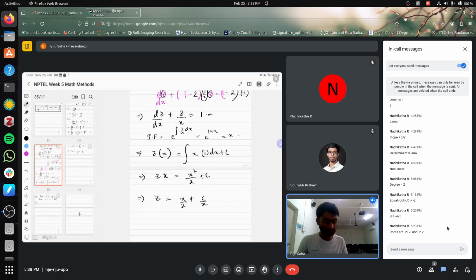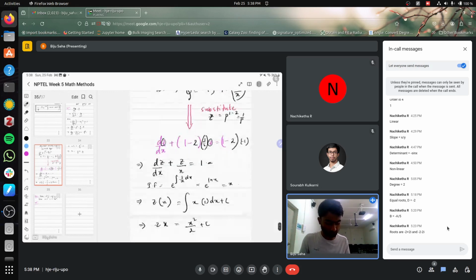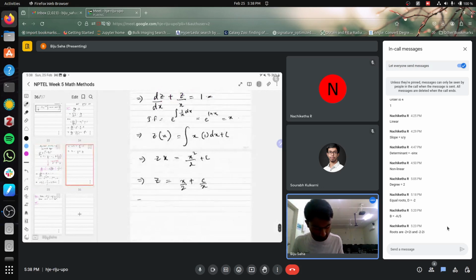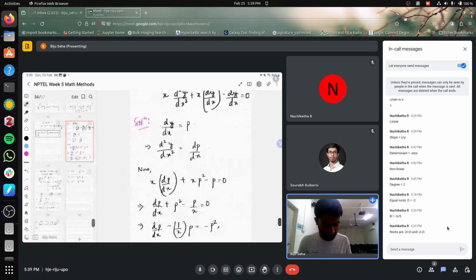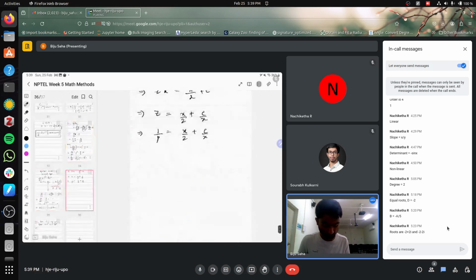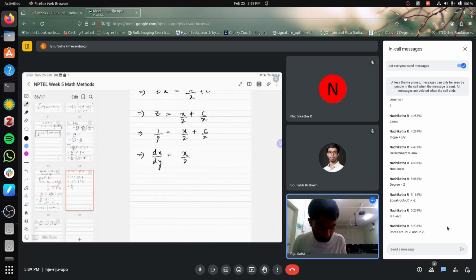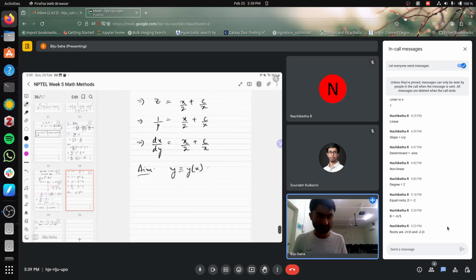This is my Z, but remember Z is equal to 1 by P. So 1 by P is equal to x by 2 plus C by X. And also remember my P was dy by dx, so 1 by P is dx by dy. Because my aim is to ultimately find y as a function of x, the next step would easily be to separate out the variables.